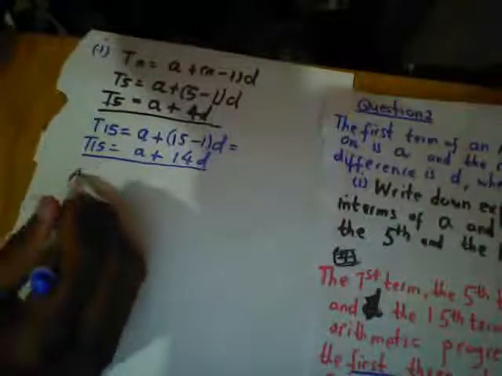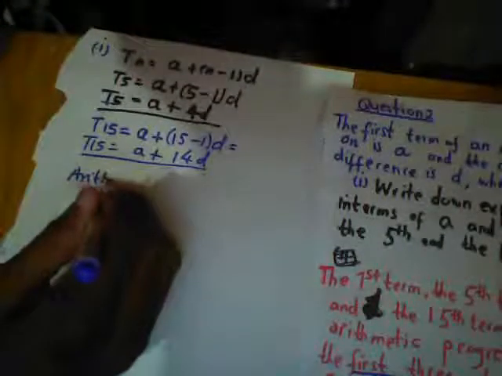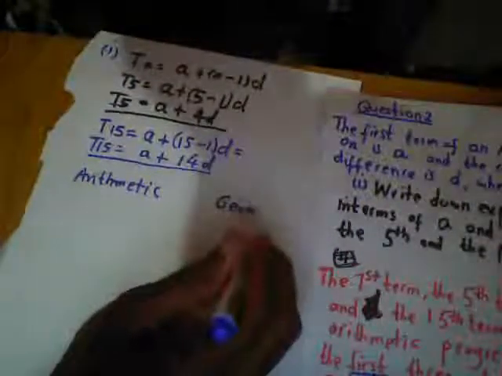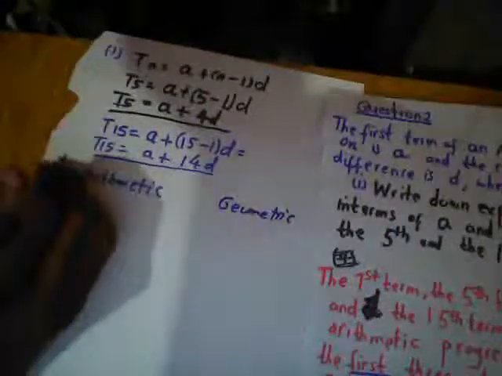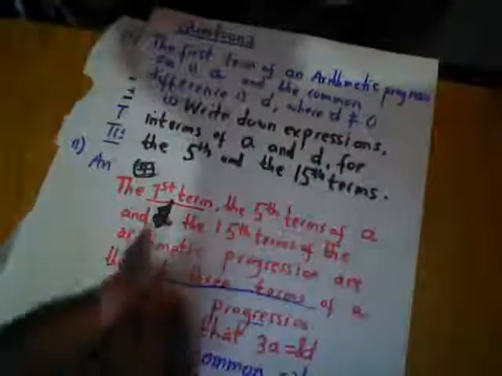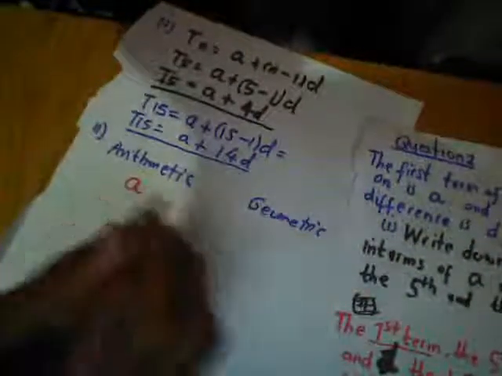So let's say this is arithmetic and this is geometric. Then put it like that. So this is number 2, second part. What they're trying to say is the first term, 5th term, and 15th term of arithmetic. Arithmetic first term will be represented by A, and then they say 5th term.